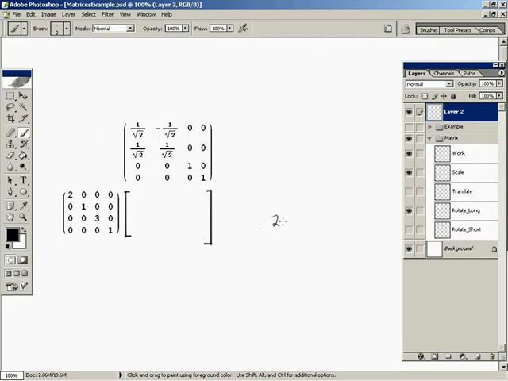So we have 2 times 1 over root 2, which equals 2 over root 2. If you want to simplify, you can multiply this by root 2 over root 2, which is 1. Then you get 2 times root 2 over 2, and you can cross out the two 2's, and you get root 2.